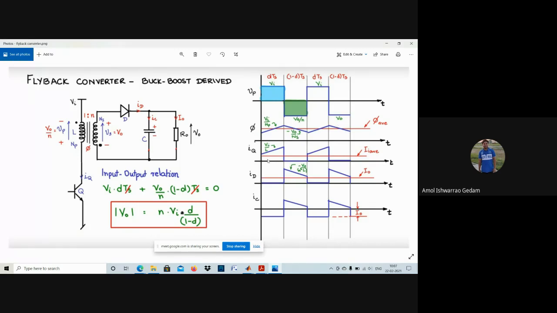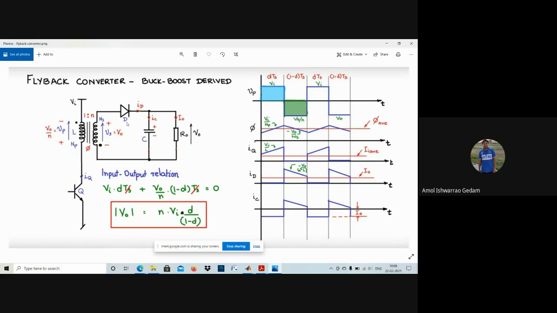So now we will consider the switch current. When the switch is on, the current will flow through the primary side of the transformer and through the switch. So what is the current? The slope of the current will be Vi by L, and the switch current will be Iq. When the switch is off, no current will flow through the switch, so this will be 0. Again, when the switch is on, the current will flow through the switch and the slope will be like this. The average current of the switch will be equal to the input current.